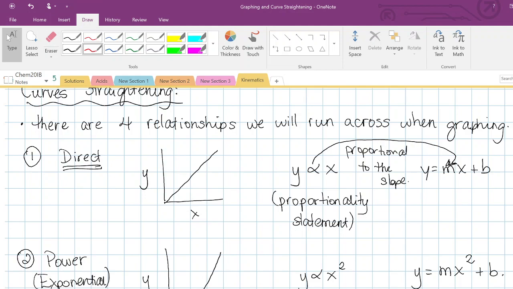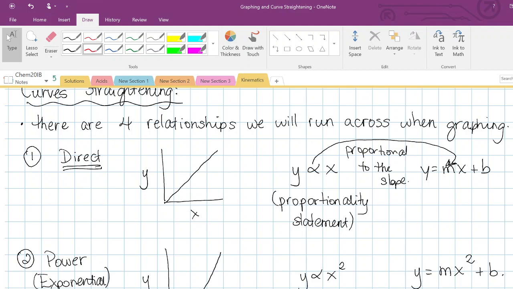And what that tells us in terms of our slope is that you're basically going to have y is proportional to x in your slope here. So you've got y equals mx plus b.